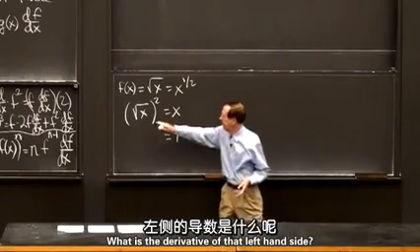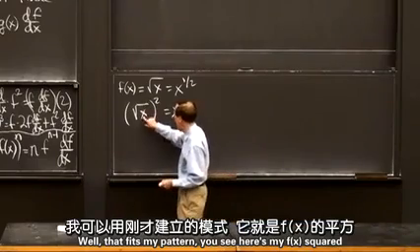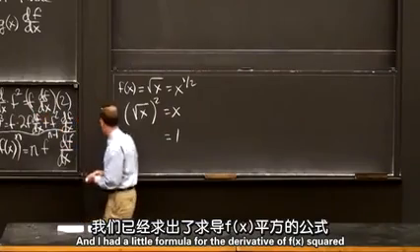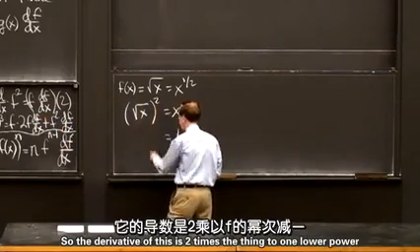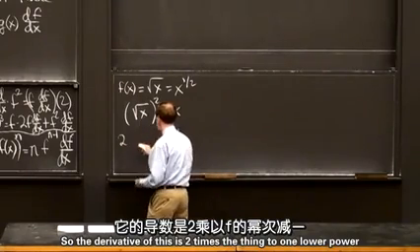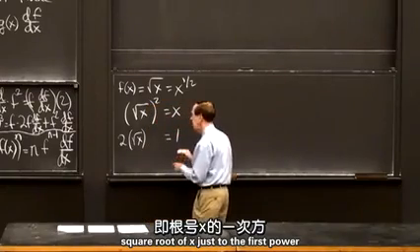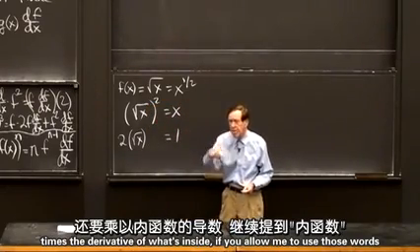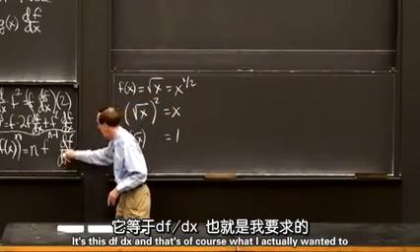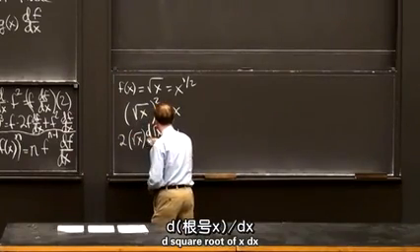What is the derivative of that left-hand side? Well, that fits my pattern. You see, here's my f of x squared, and I had a little formula for the derivative of f of x squared. So the derivative of this is 2 times the thing to one lower power, square root of x just to the first power, times the derivative of what's inside, if you allow me to use those words. It's this df dx, and that's, of course, what I actually wanted, d square root of x dx.